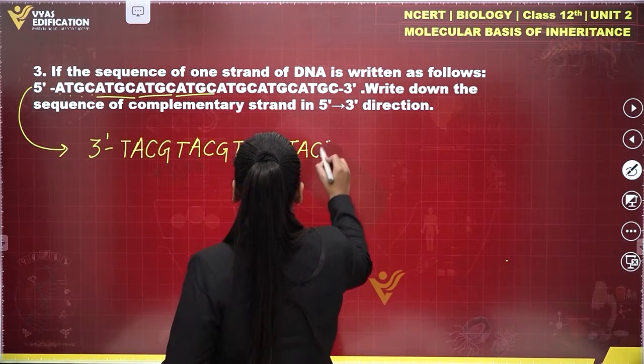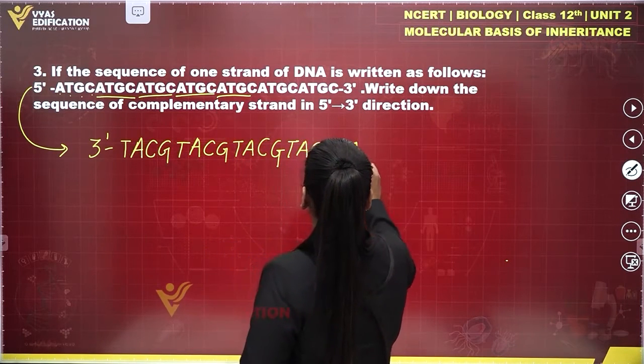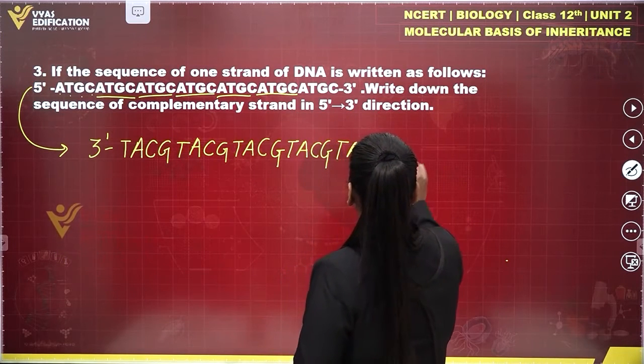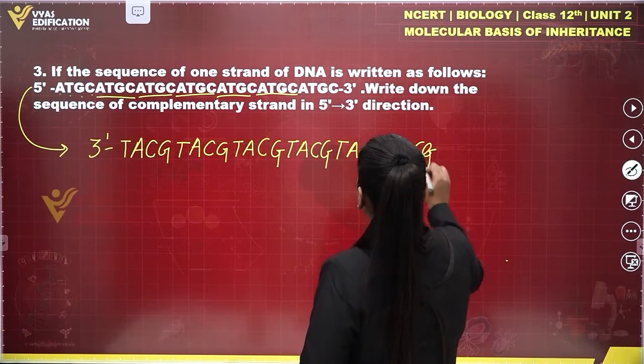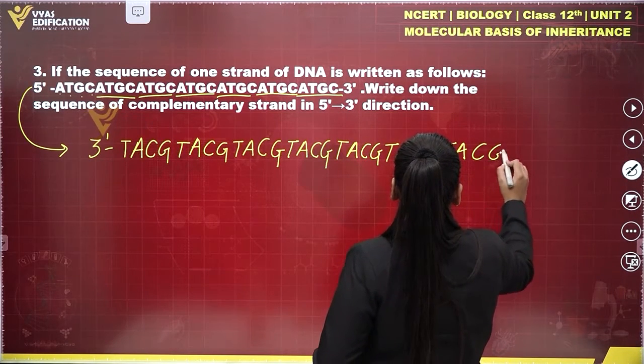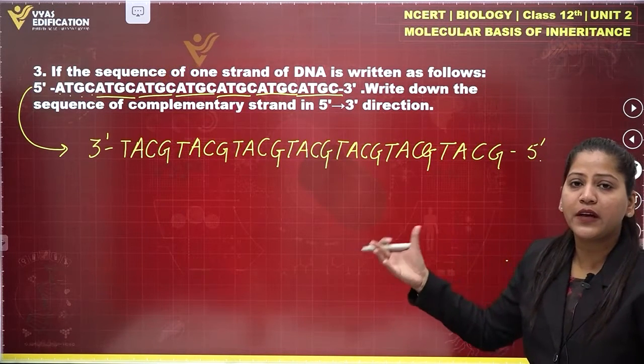then again T, A, C, G, repeating the same pattern, and ending with 5 prime. So this is the complementary sequence of the given strand.